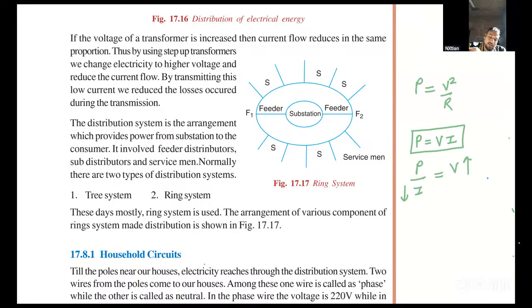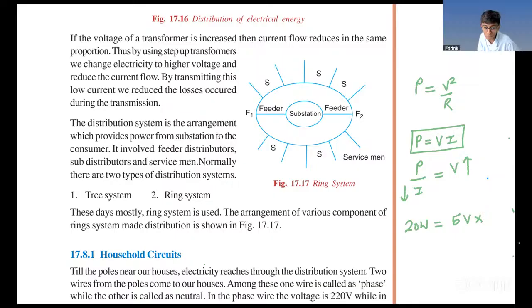Now, for example, there is 20 watts power and 5 V voltage. So what is the current? What is the current flow? 4 amperes, correct? Yes. Now the power is same.